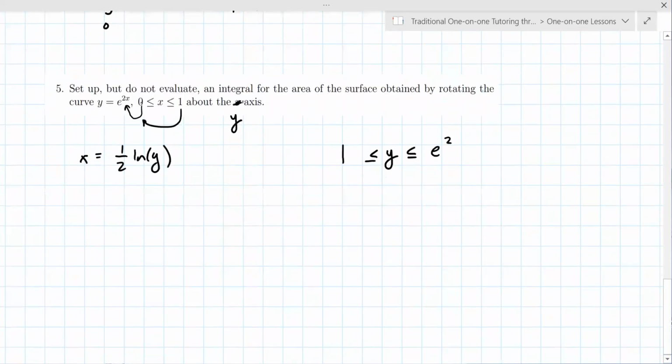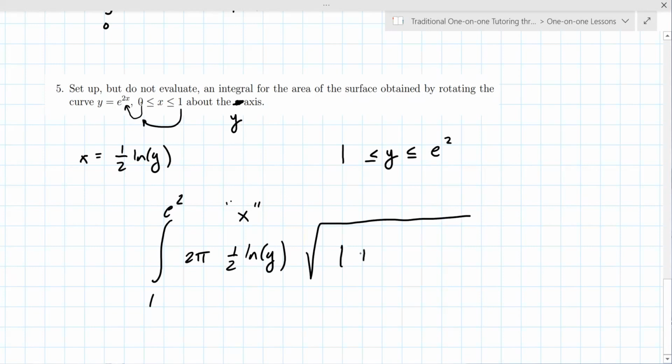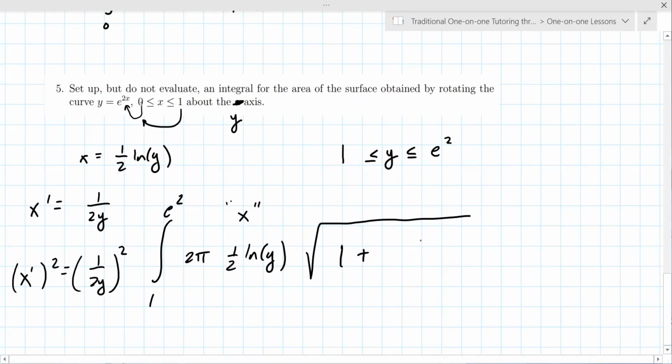So when you go y-axis, it's integral 1 to e squared 2 pi, and then it's x, but x means as a function of y, square root 1 plus, now your derivative, your x prime is 1 over 2y, and then x prime squared is 1 over 2y squared. So it's 1 over 4y squared, like that, dy.